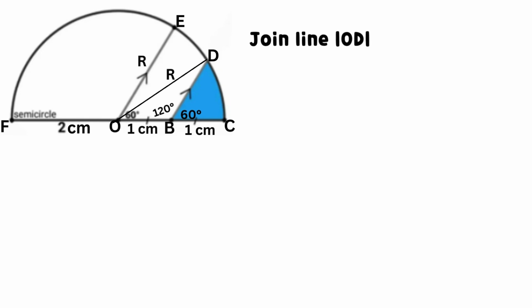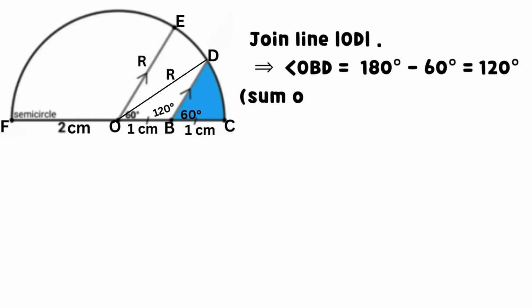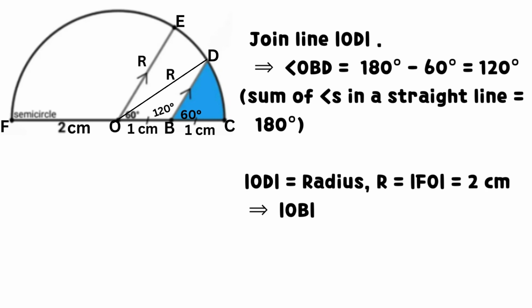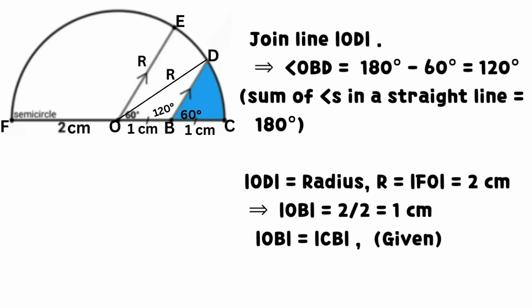Join line OD. It implies that angle OBD equals 180 degrees minus 60 degrees, which equals 120 degrees. This is because the sum of angles in a straight line equal to 180 degrees. Line OD equals the radius, R, which equals line FO, that is equal to 2 centimeters. Thus, line OB equals 1 centimeter. Line OB equals line CB. It is given.